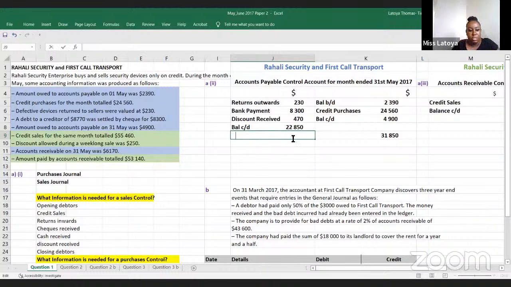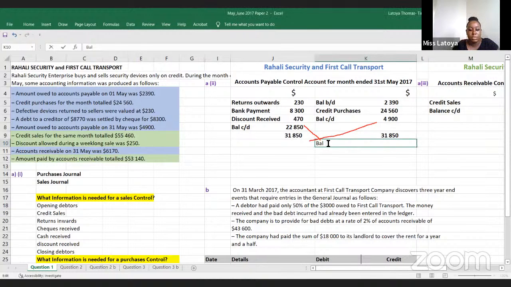Now, we need to write our balancing figure on this side. So we have 31,850. And we are going to have two balance brought down figures. As you can see here, we're going to bring down this figure here, and then we're going to bring down this figure as well, this 4,900 here on this side. So on this side, we have our balance brought down, first month in the next period, the balance brought down figure is going to be 22,850.